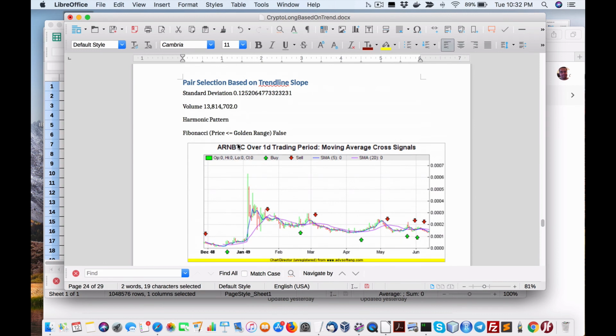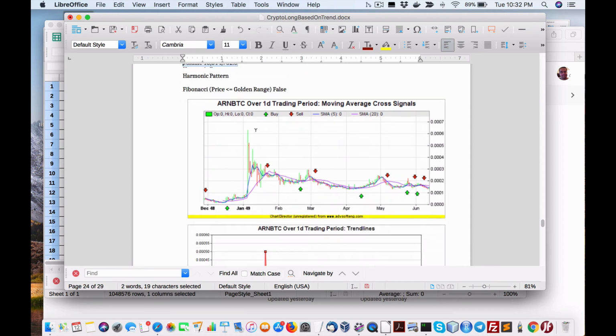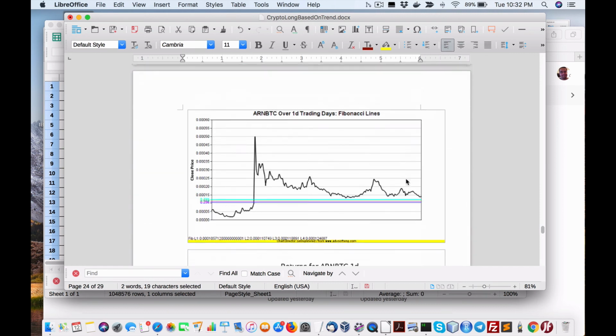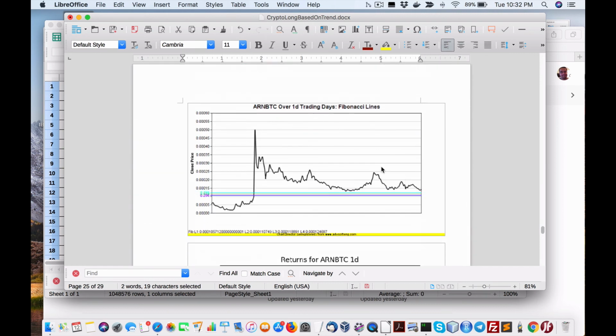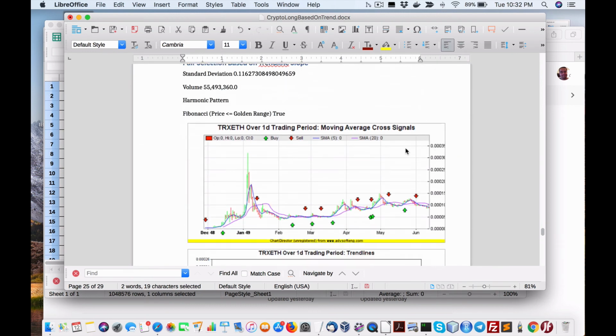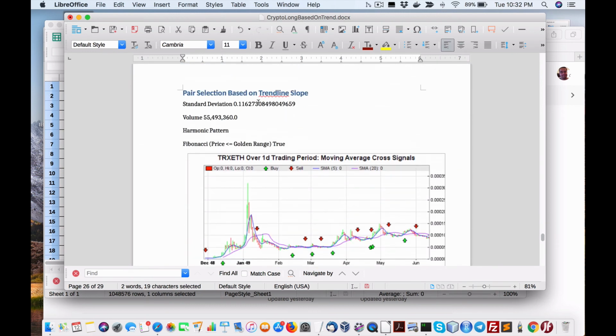Another volatile one for ARN BTC. Volume's not as strong as what we've seen before. Below trend, slightly above the Fibonacci levels, and again, look at all the negative returns. Stay away.